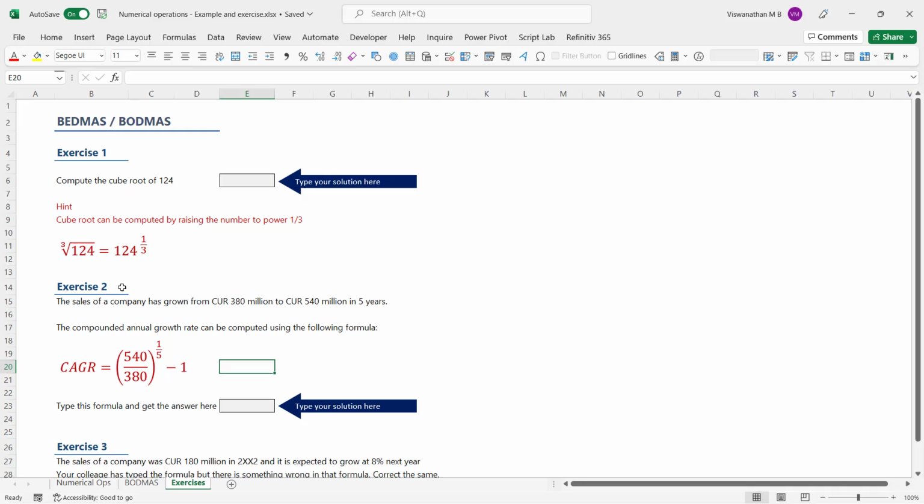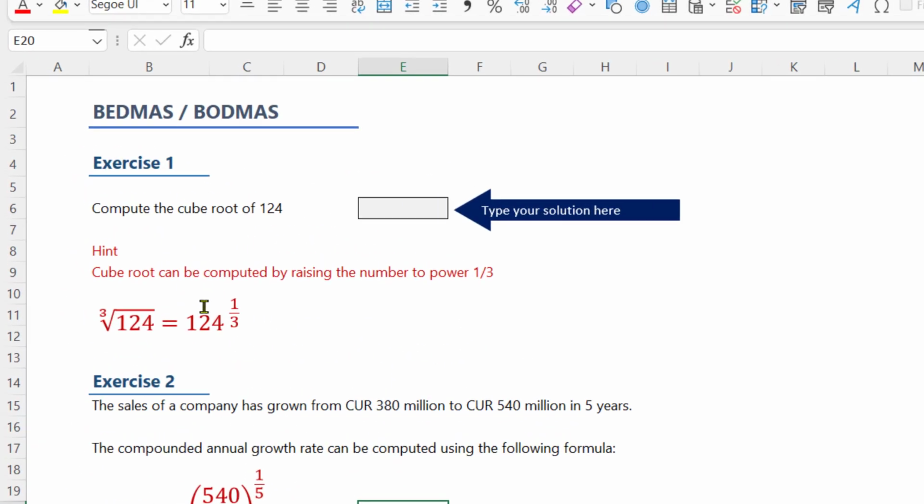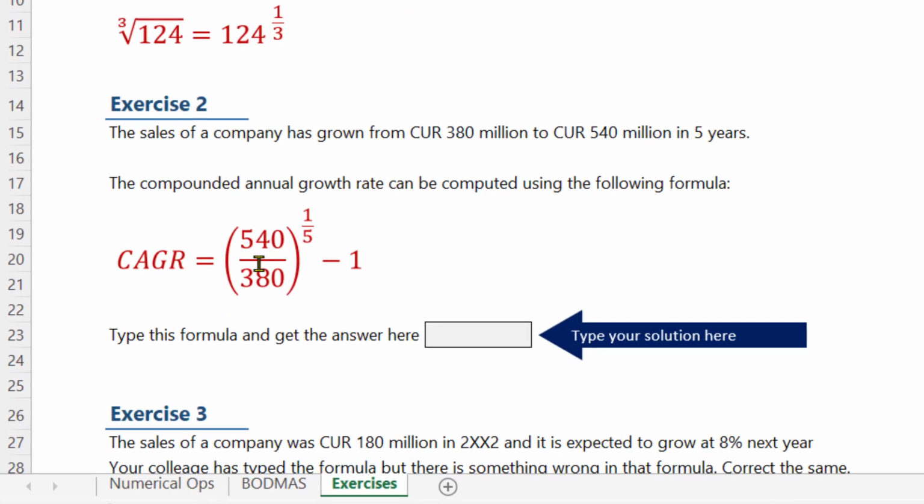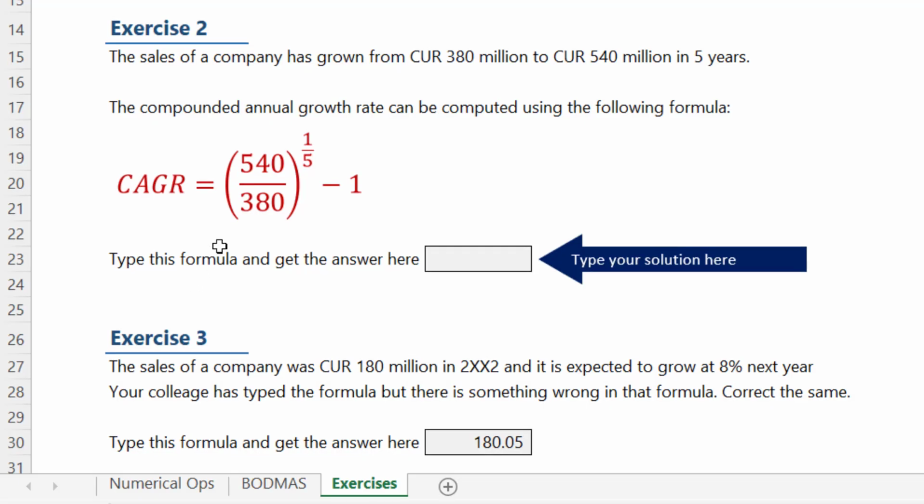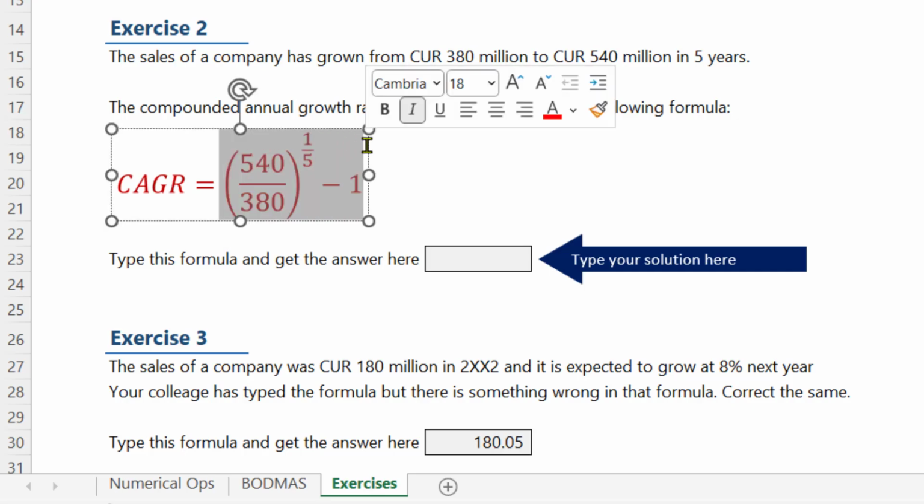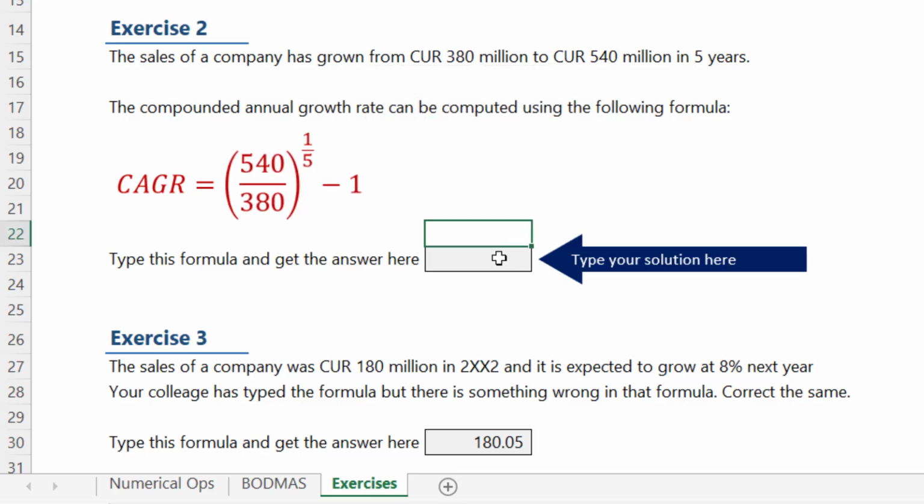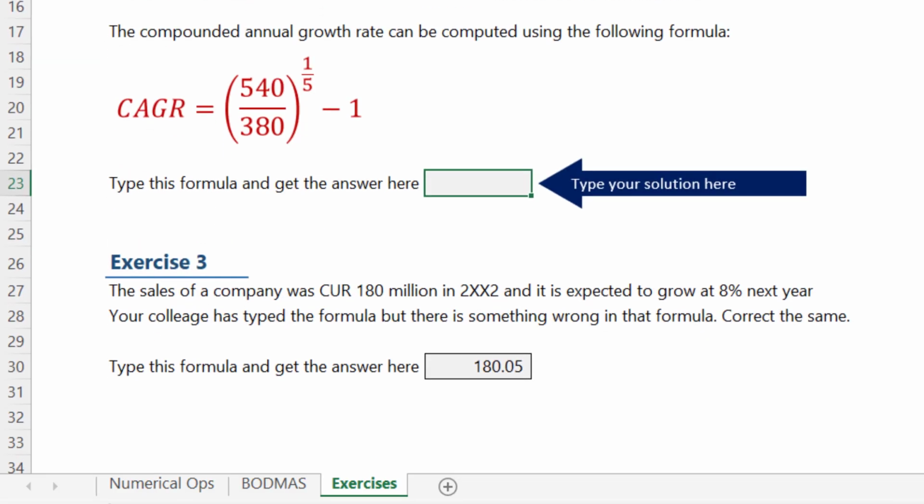The first question expects you to take cube root of 124. Cube root can also be taken as power 1 upon 3. So 124 raised to the power 1 by 3 will give us the answer here. In the next, I have given a formula for CAGR. If you don't know what is CAGR right now, it's absolutely fine. Just try to replicate what we have written here: 540 upon 380 raised to the power 1 by 5 minus 1. How do we type that in Excel following the BODMAS principle? This is the second exercise.